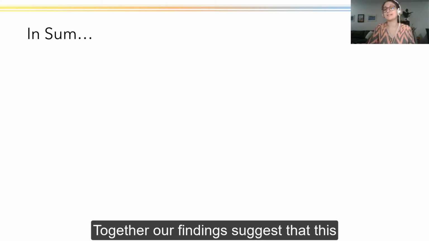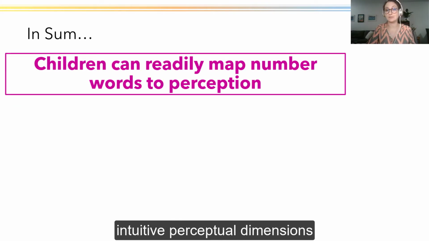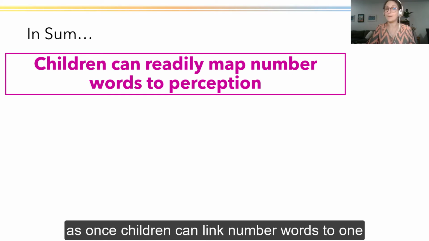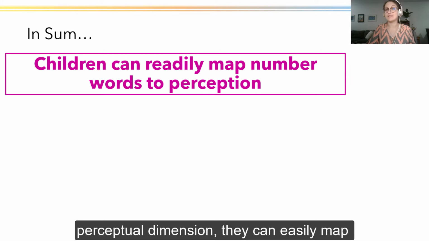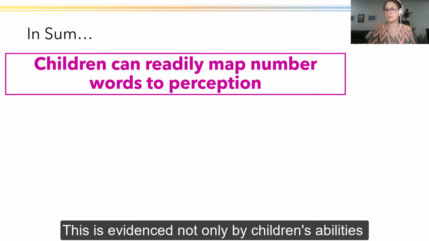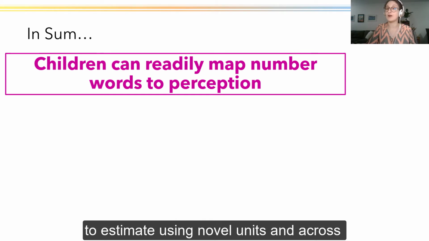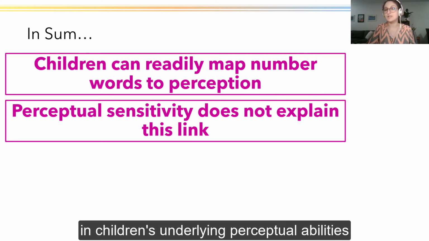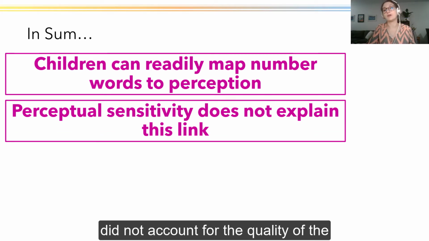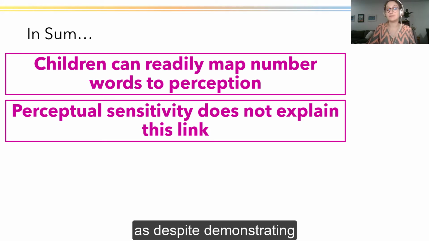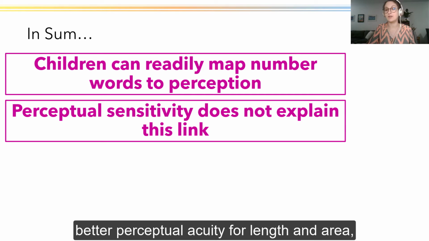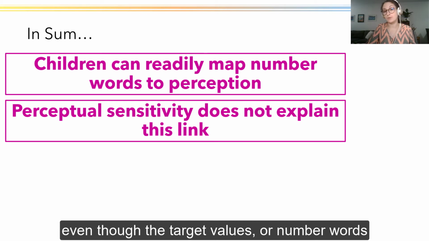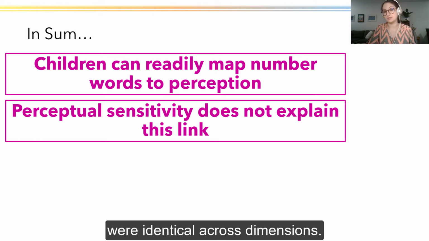Together, our findings suggest that this link between number words and intuitive perceptual dimensions is a major developmental achievement, as once children can link number words to one perceptual dimension, they can easily map number words to others. This is evidenced not only by children's abilities to estimate using novel units and across unfamiliar dimensions, but that any differences in children's underlying perceptual abilities did not account for the quality of the interface with number words, as despite demonstrating better perceptual acuity for length and area, children were relatively worse in length and area estimation, even though the target values for number words were identical across dimensions.